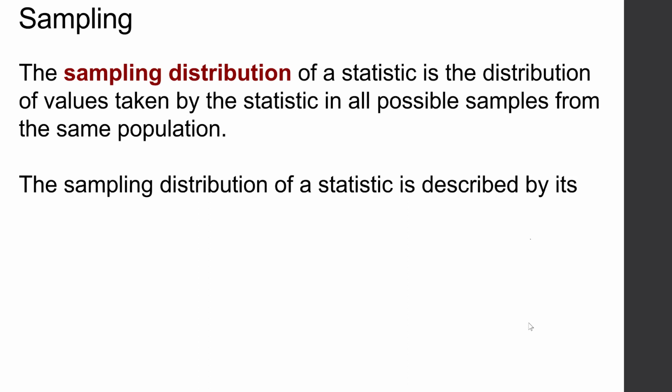The sampling distribution of a statistic is the distribution of values taken by the statistic in all possible samples from the same population. The sampling distribution of a statistic is described by the three features that we use to describe any distribution: the shape, the center, and the variability.